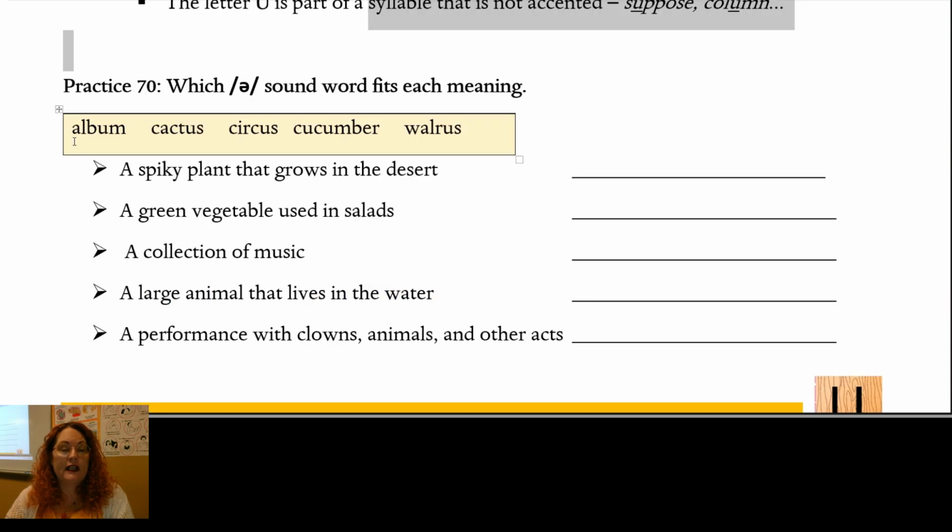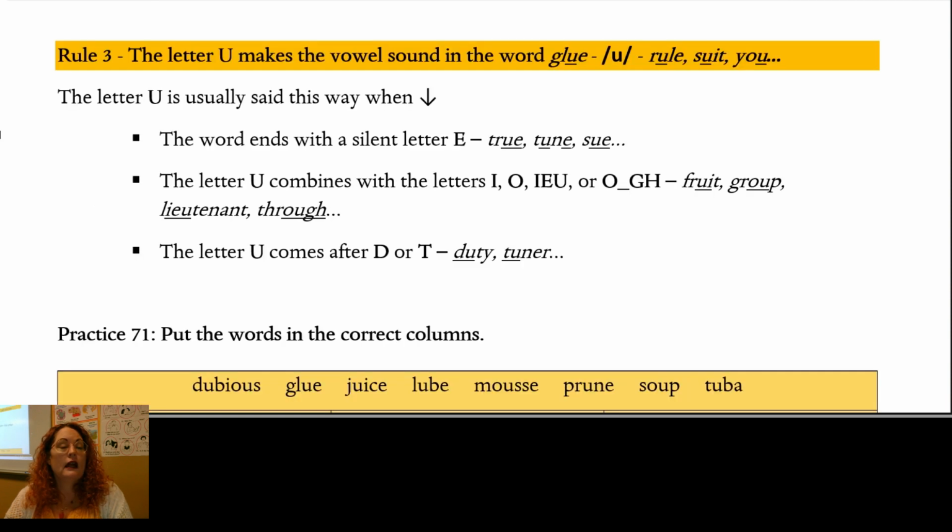In practice 70, we see some words. Please match the meaning of the word with the word itself. And the words we have are album, cactus, circus, cucumber, and walrus.